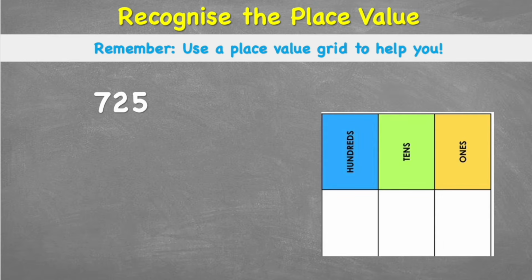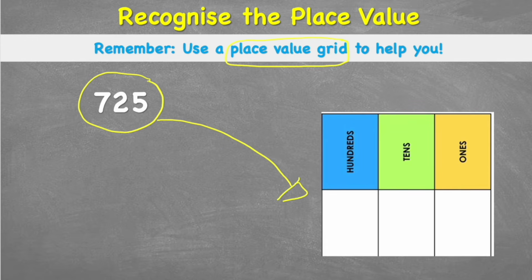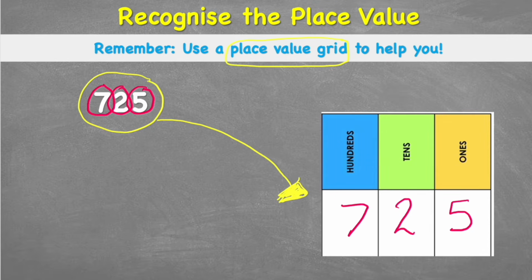Well, if we look at this number here, 725, we can see that it's made up of 3 digits. We have the 5, the 2, and the 7. And each of these digits has a value. And we use the place value grid to help us understand what value. So let's put our 725 inside our place value grid to see what value each of these digits holds. So our 5 would go inside our ones column, our 2 would go inside our tens column, and our 7 will go inside our hundreds column.